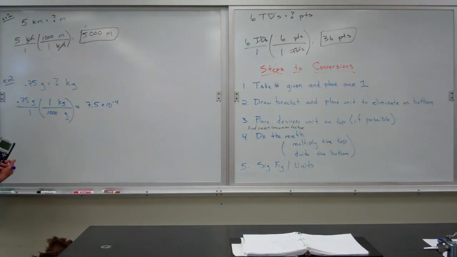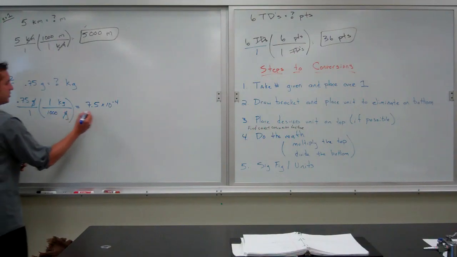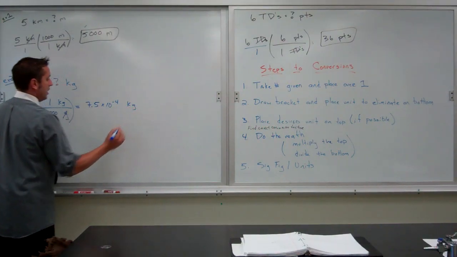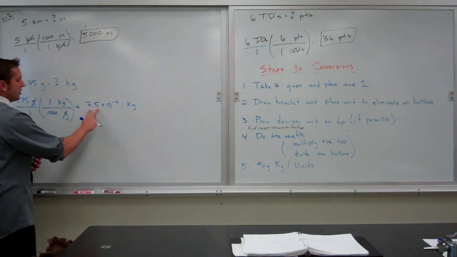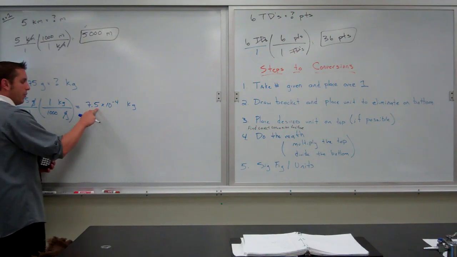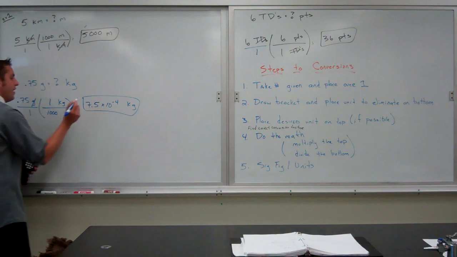Last but not least, we look at units and sig figs. Grams cancels, leaving us kilograms. And then we have 2 sig figs here. Doesn't hurt us because it came from the worksheet, which means I get 2 in my answer. So 7.5, the way we have written it, is actually just fine the way it is. So 7.5 kilograms.